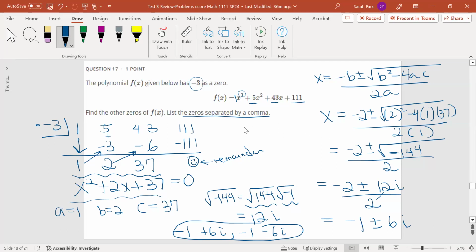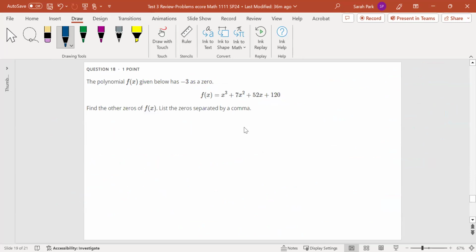Okay, this next one, let's see, it's actually very similar to the one we just did. It's given below, negative 3 is a zero, find the other zeros of f of x. So this would be good to stop and see if you can do this on your own before watching me go through it. Okay, so negative 3, we're going to use, and then we have 1, 7, 52, and 120.